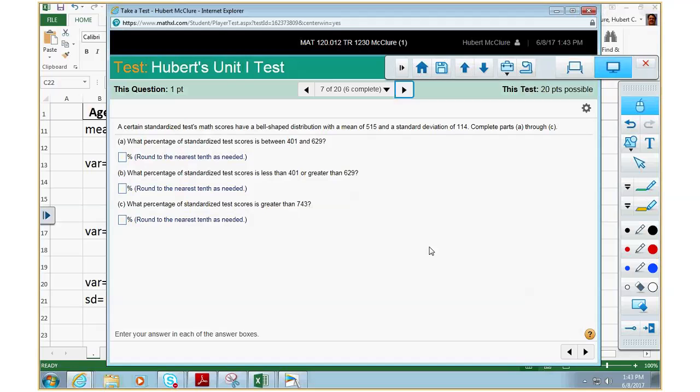Okay, you do this one. A certain standardized test has scores with a bell-shaped curve, and so on. What type of question is this? Z-score or empirical rule? Empirical rule. Do it. Draw a picture.